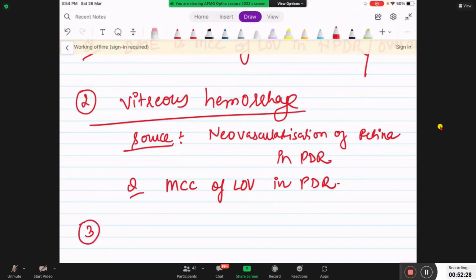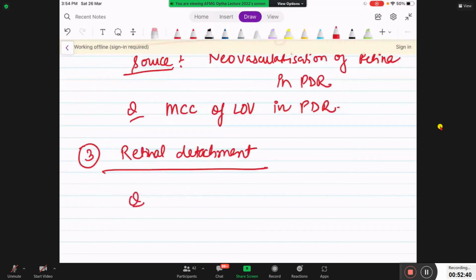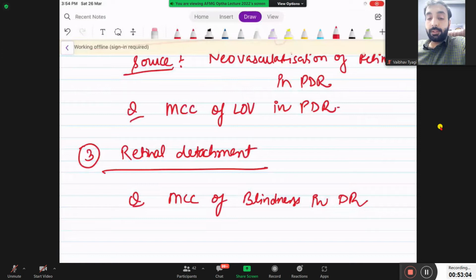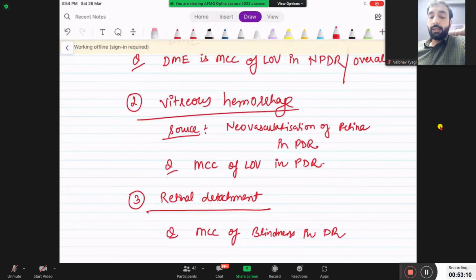Third, write down. Third complication is retinal detachment. Now, if they ask you question, write down. Most common cause of blindness in diabetic retinopathy, then answer will be retinal detachment. Answer will be retinal detachment if they ask you about the most common cause of blindness in diabetic retinopathy. Okay.